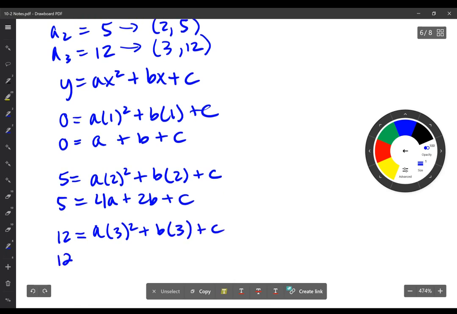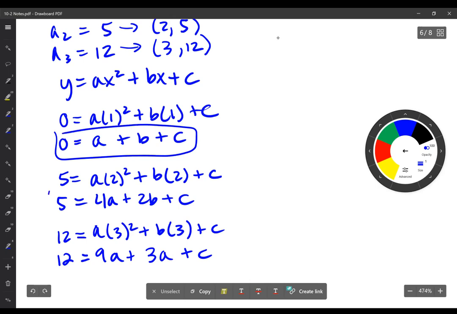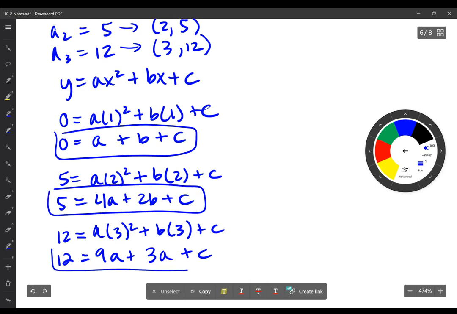So we are going to have a system with 3 variables and 3 equations. So here's my system, right? All these simplified equations now. These are going to make a system.